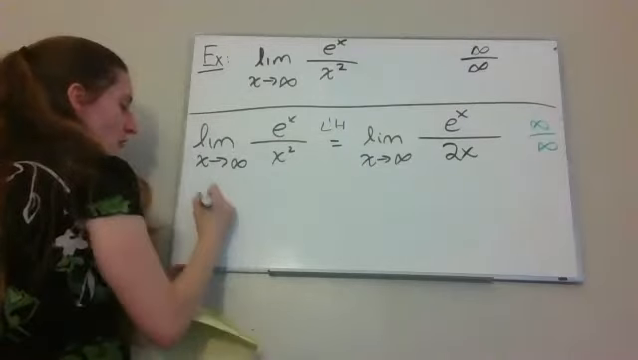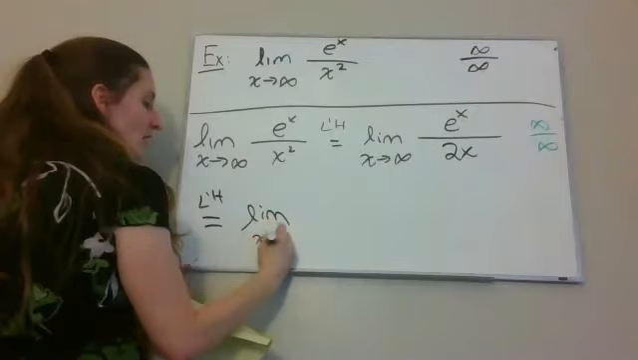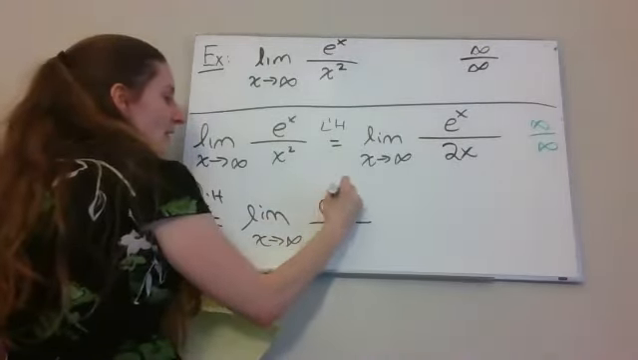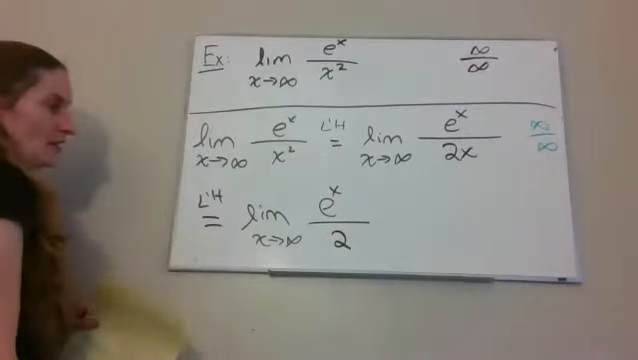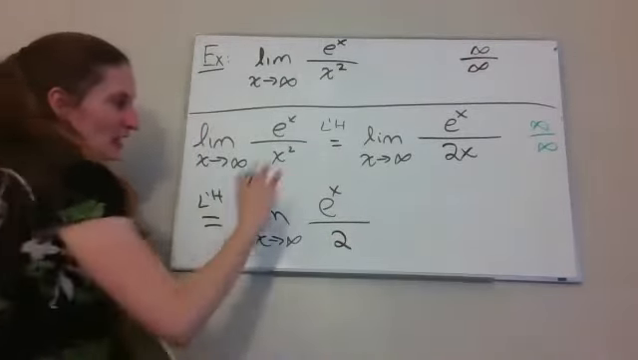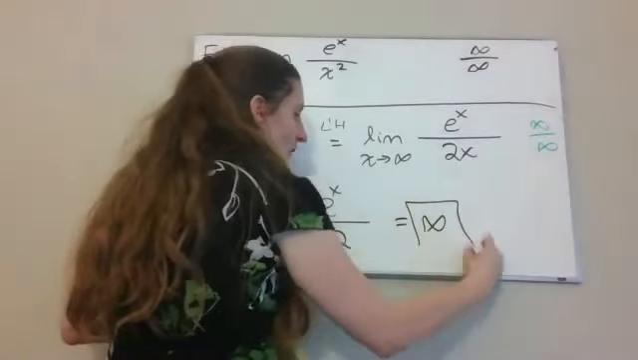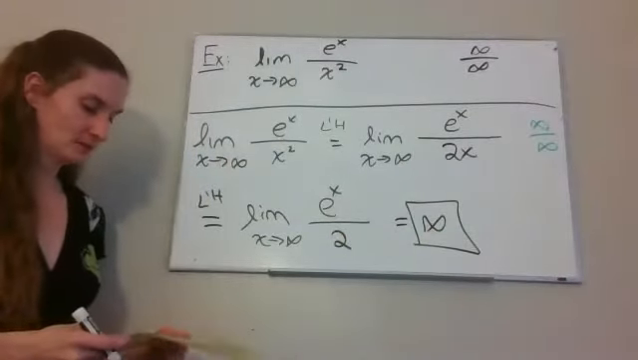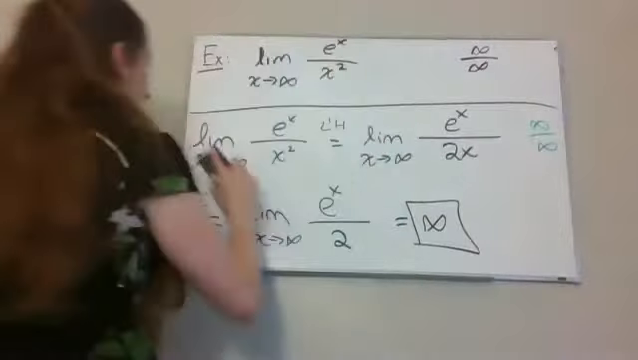So using L'Hopital's rule again, we get the limit as x approaches infinity. Derivative of the top is e to the x, and derivative of the bottom is 2. And now when I try to take my limit, I get infinity over 2, which is still infinite. So there's the answer to the original problem. Let's try another one.